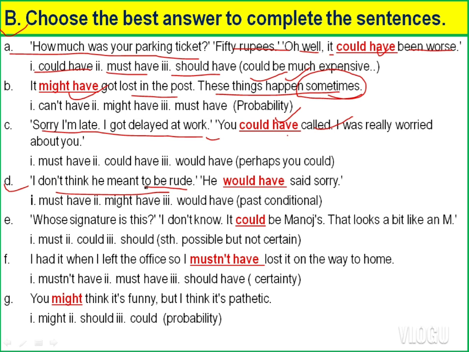He is not rude, not that harsh. He would have said sorry. What should he have done? Because it is a past conditional sentence, we use here would have said. Whose signature is this? I don't know. That means there is no surety.